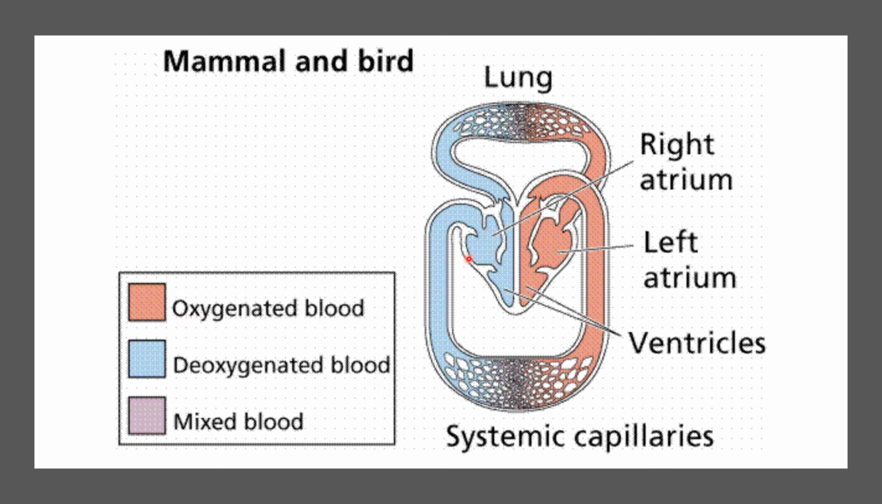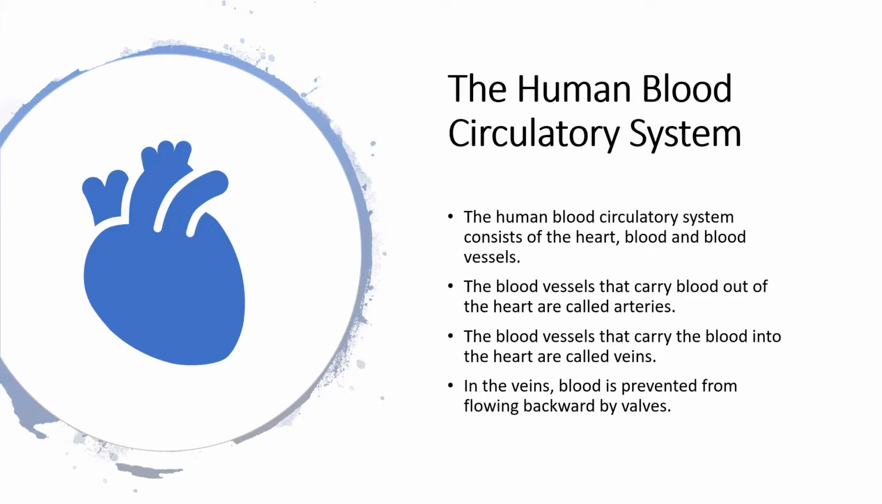Deoxygenated blood flows from the heart to the lungs, where oxygen, which diffuses into the blood capillaries, changes deoxygenated blood to oxygenated blood. The human blood circulatory system.